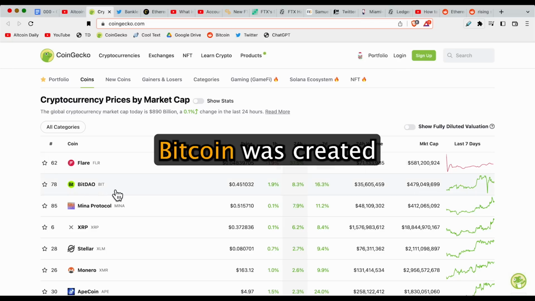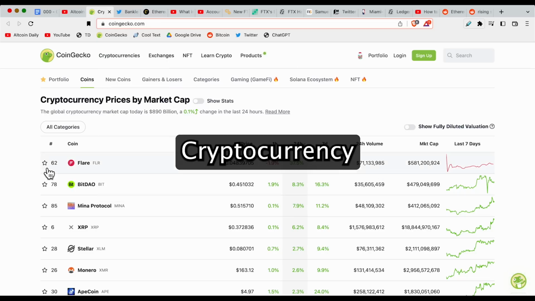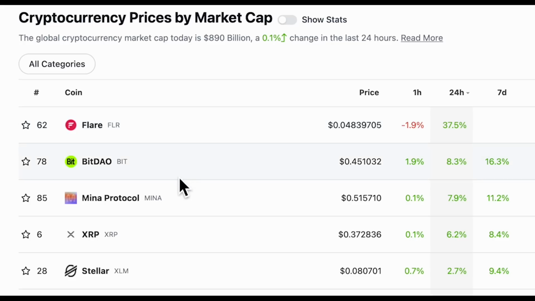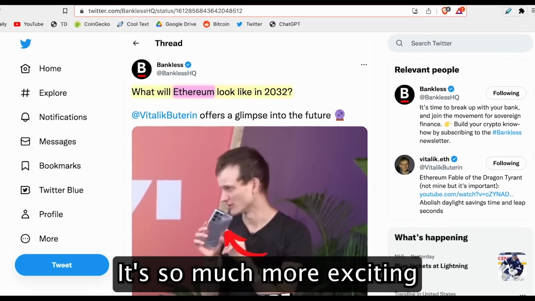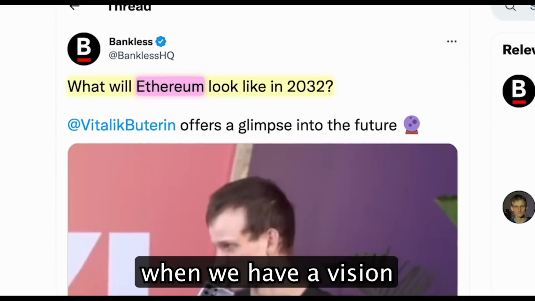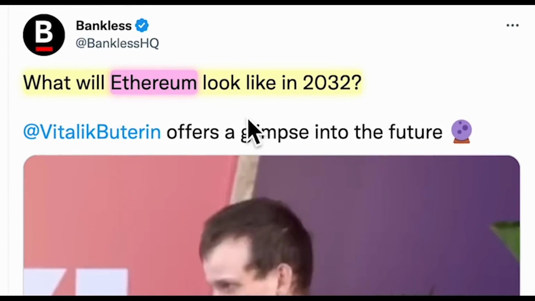Bitcoin was created 14 years ago this month. Cryptocurrency has been around for 14 years, and so many viable projects exist in cryptocurrency today. It's so much more exciting being involved in cryptocurrency today when we have a vision of what the future looks like. For instance, Ethereum. What will Ethereum look like in 2032? Vitalik Buterin offers us a glimpse into the future.